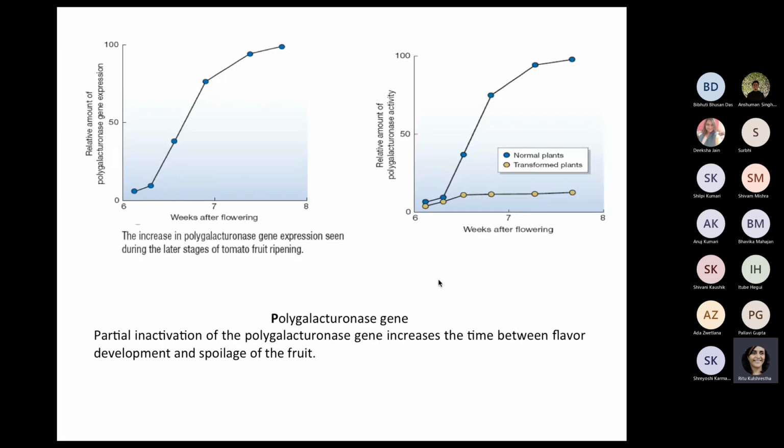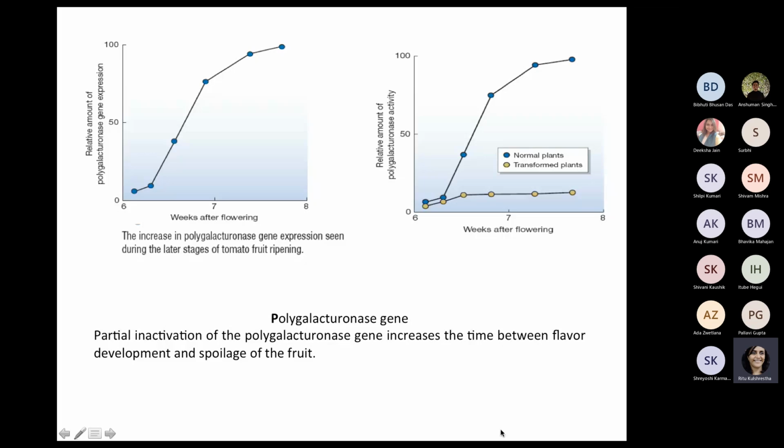So, and we can also harvest it at the right stage. And indeed, that was the case, that when they inhibited the level of this particular enzyme, then the plants were much more resistant to spoilage as compared to the control plants. Now, how did they decrease the level of this?